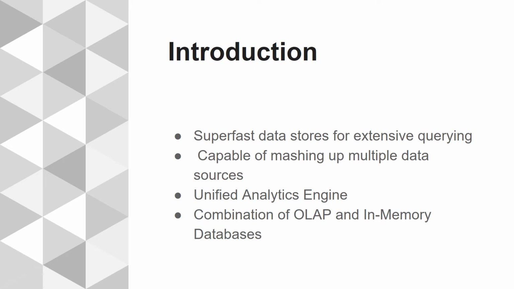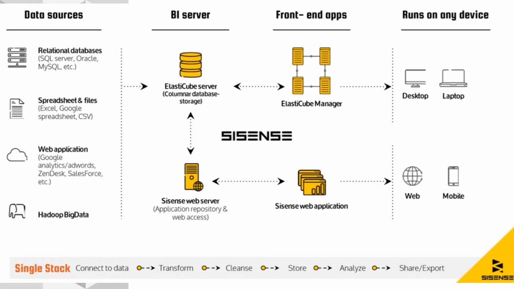Using OLAP cubes, the data can be stored in multidimensional form and the data can be processed in RAM for efficiency. We can see in this image, different types of data can be fetched from different sources, which is then stored in the Elasticube server, which can be managed by front-end apps like Elasticube Manager on desktop or laptop, or a web server can be used to manage the data using a web application on mobile.